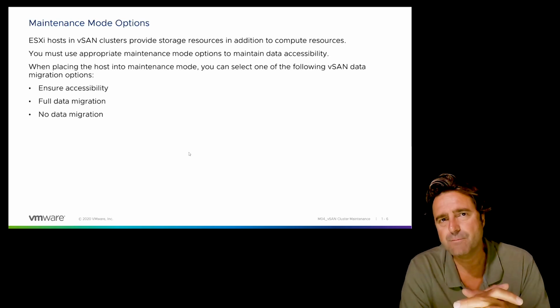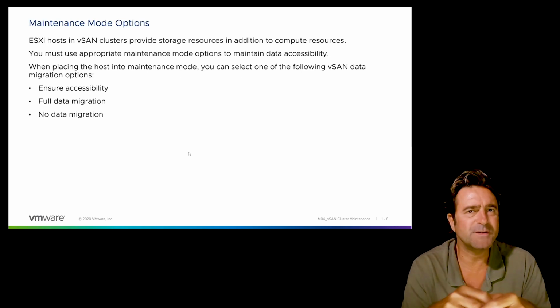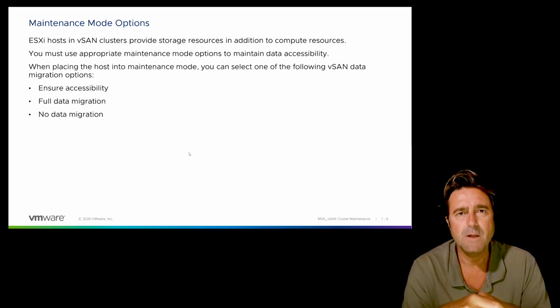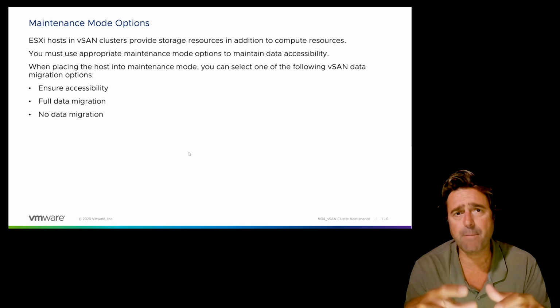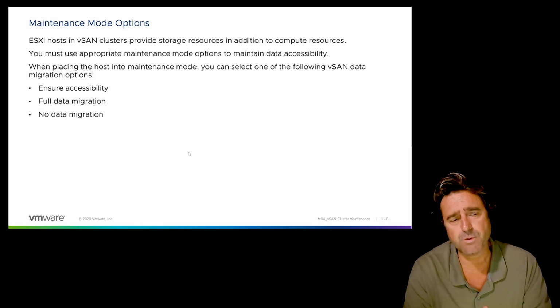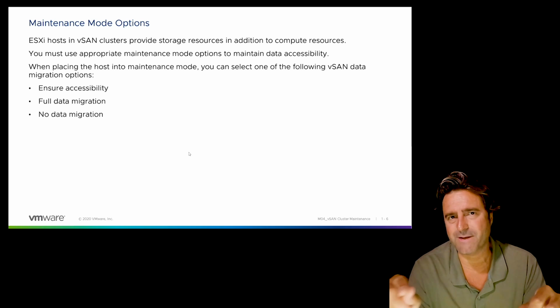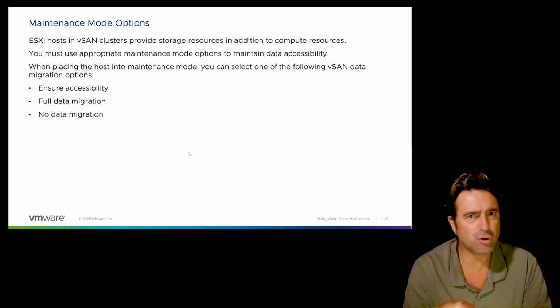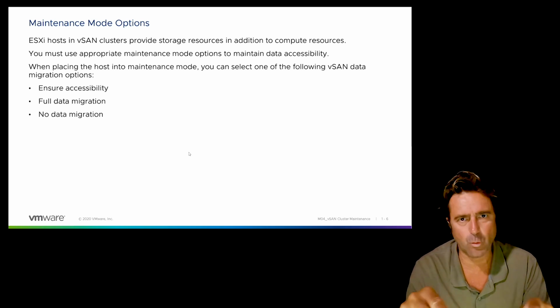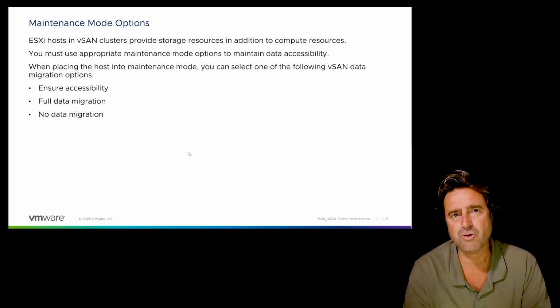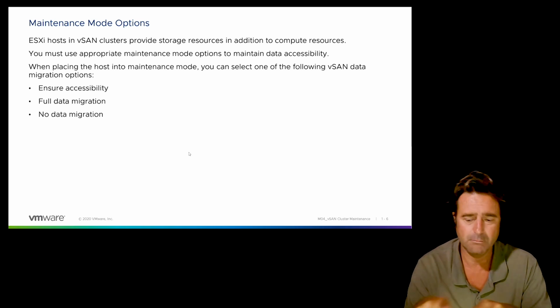So in this page, here what they try to tell you is that when you right-click on a host, if you decide to put the host in maintenance mode, on the vSphere client, a pop-up window appears and it shows you 3 choices. The default choice is ensure accessibility. And I'm going to show you in a few pages that you can change the default if you want. Besides that one, you have full data migration and no data migration.